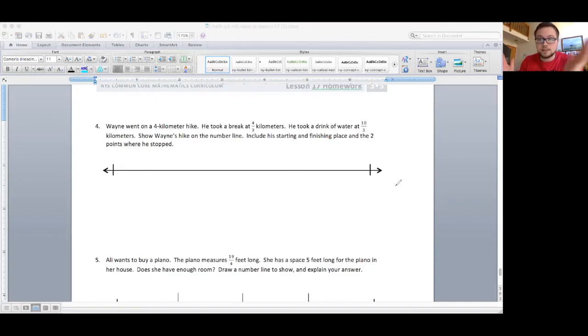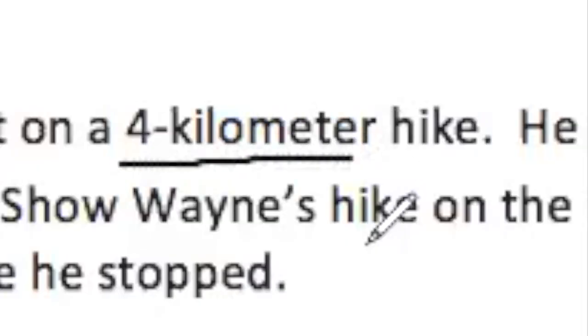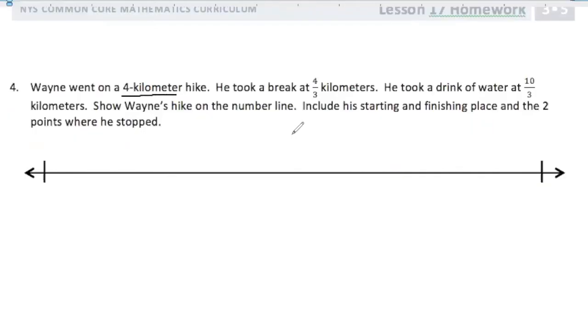Okay, this is a lot to take in. This is 1, 2, 3, 4, 5 sentences. Let's take a look at the first one, right? So he went on a 4-kilometer ride. Always underline what's important, right? 4-kilometer ride. That means there are 4 holes in this problem.